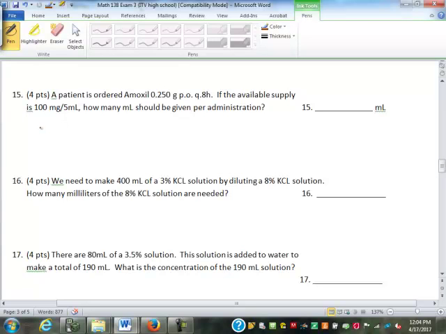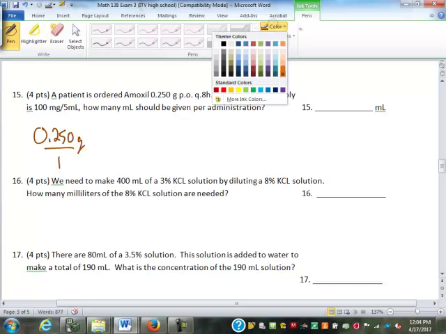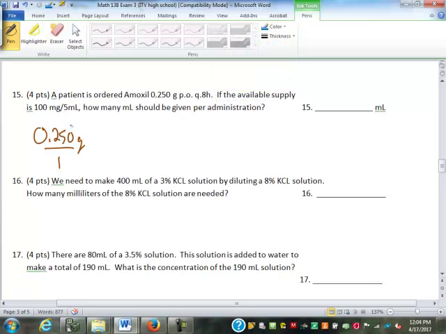So we have here 0.250 grams is the order. To go to milliliters, though, we need milligrams. So I have to get rid of the grams and go to milligrams first. 1 gram is 1,000 milligrams. So the grams are gone.